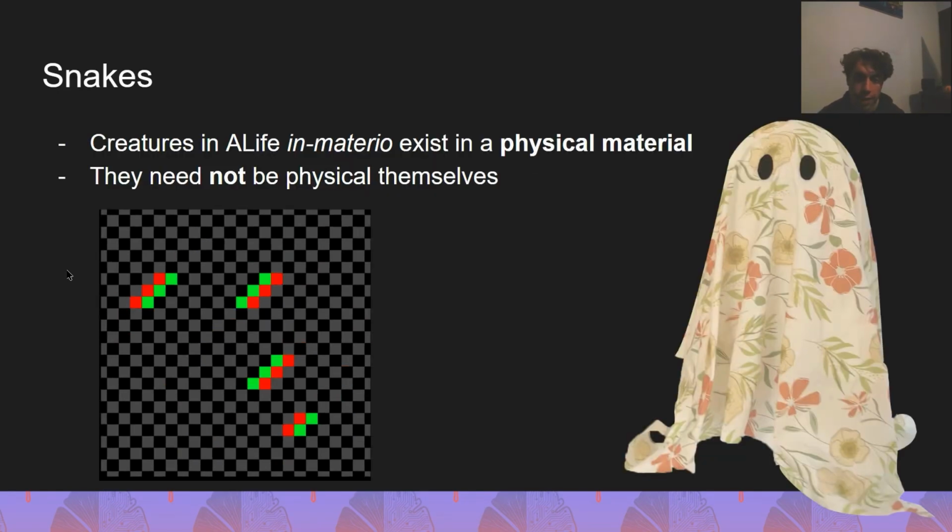Returning to the starting point, in the snake we have a creature that exists in a physical material, this ASI. But if we follow one of these snakes, we can see as it moves, none of the magnets are moving. The snake moves through the magnets. In this way, the snake is embodied not in magnets, but in the state of the magnets.